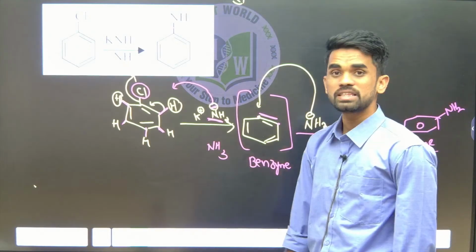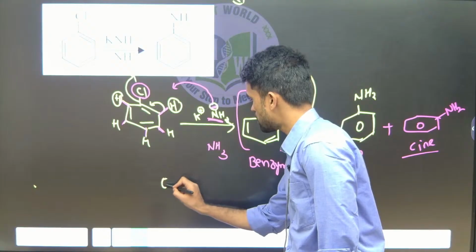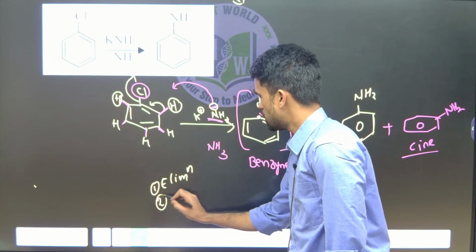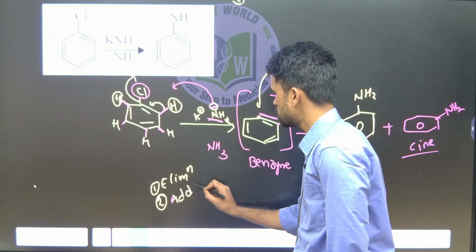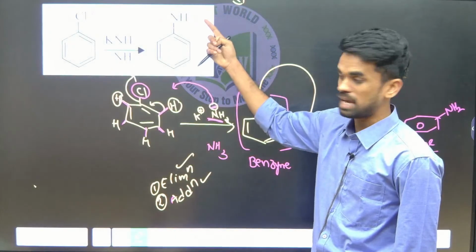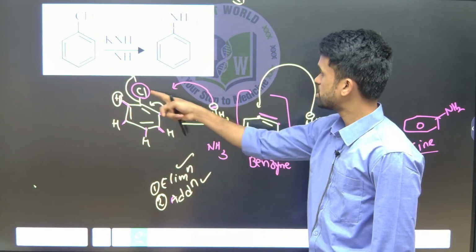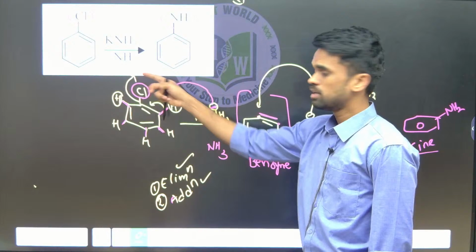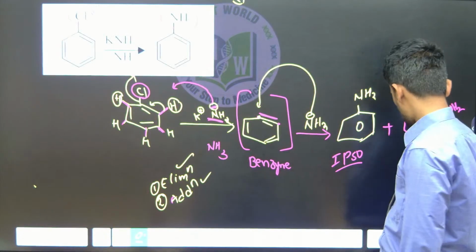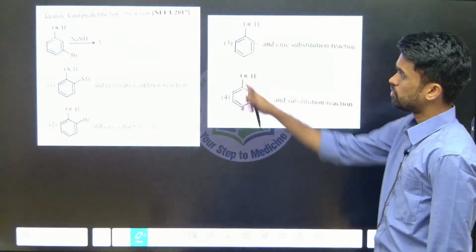Now what are the things you are seeing? Elimination first, then followed by addition. First elimination, the next addition, is taking place in the benzyne mechanism. Remember these two steps. The first step is elimination of chloride ion, the next is addition of NH2 minus onto the benzyne ring. That's it.